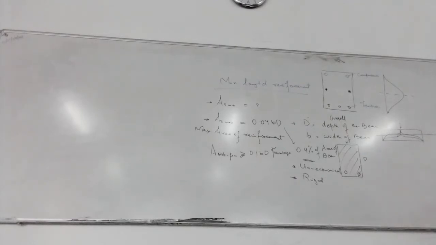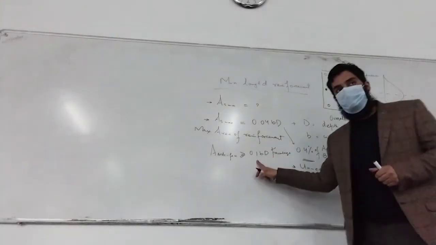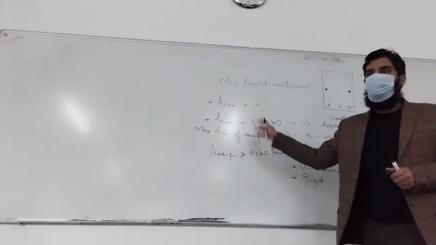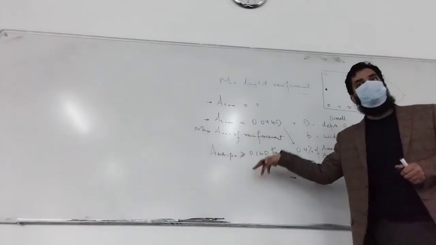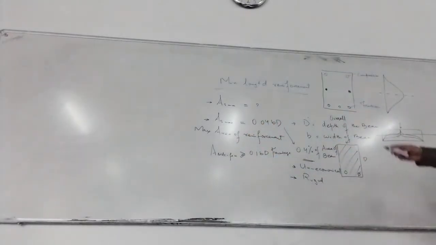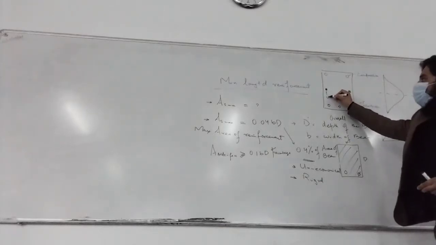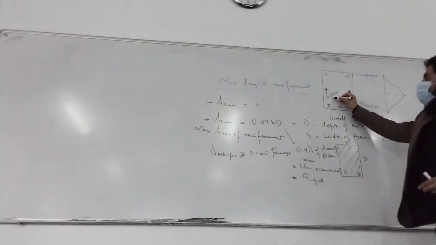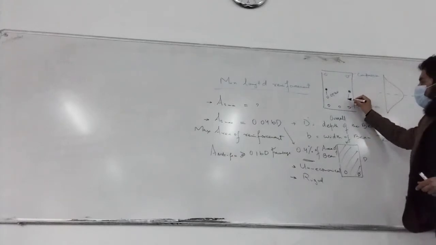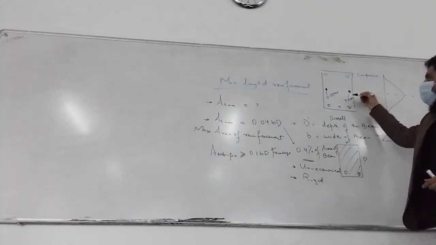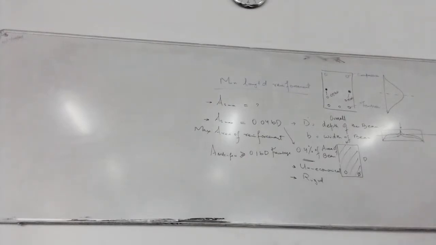The reinforcement shall be distributed equally on two faces at a spacing not exceeding 300 mm or web thickness, whichever is less. Now this 0.1% is 0.05% on one face and 0.05% on the other face. So on this face it will be 0.05% of BD, and this will be 0.05% of BD. This is in percentage.